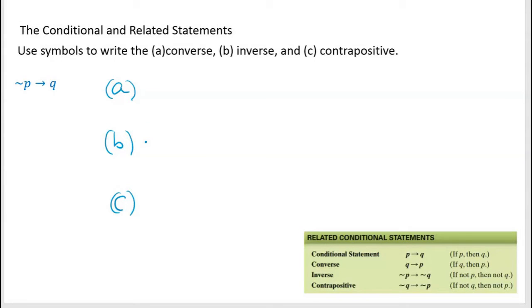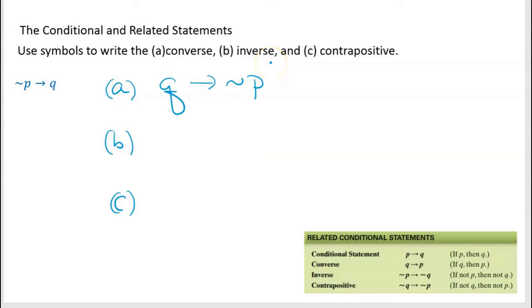Okay, so the converse, again, and I put the cheat sheet right down here at the bottom, you reverse the order, okay? So Q implies P this time. So our Q in our particular problem is Q, right? So Q implies not P. So all we did was reverse it. That's what the converse is: reverse. Okay, converse is reverse.